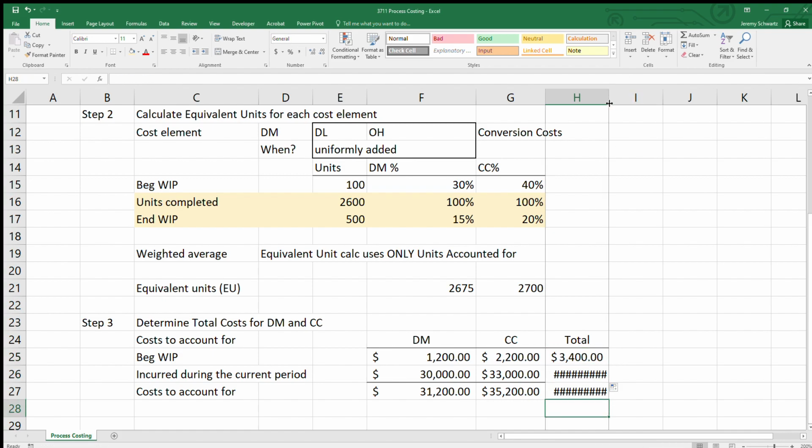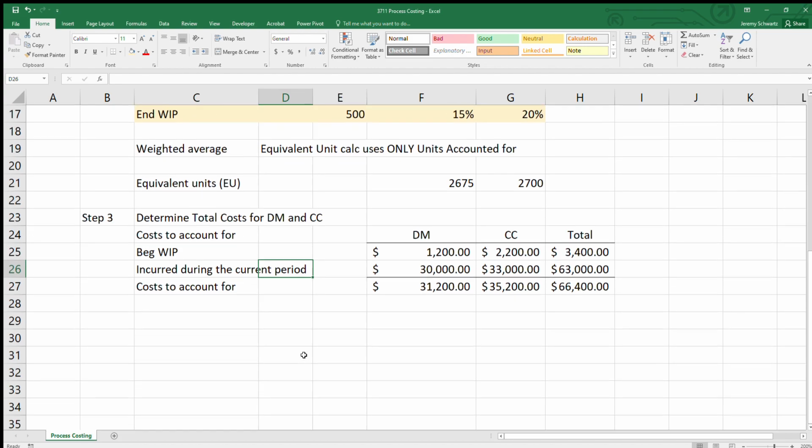And this one's much larger because we're including the costs that were added throughout the accounting period. So these are costs to account for. We have to account in total for 66,400. So when we get to step 5 at the end, we will explain where they've gone.